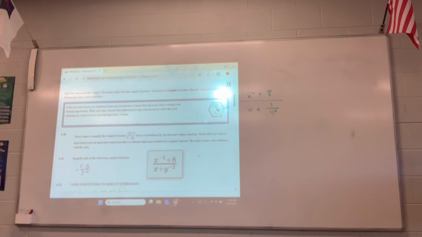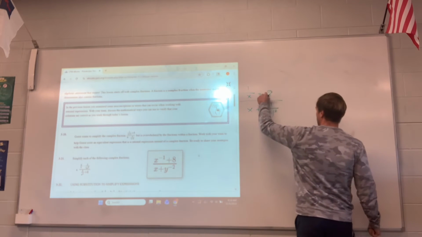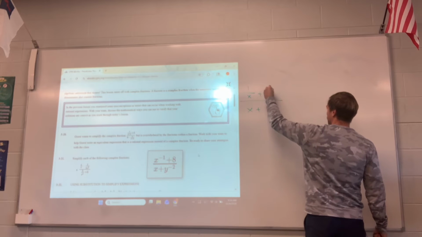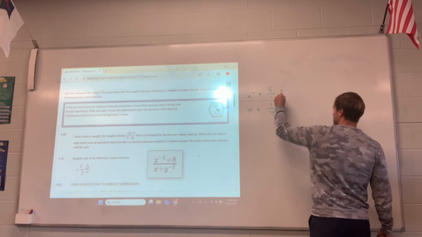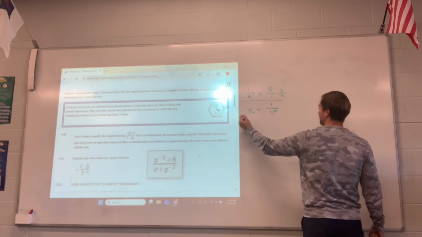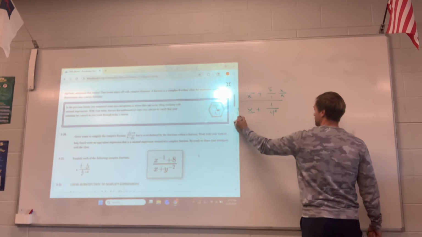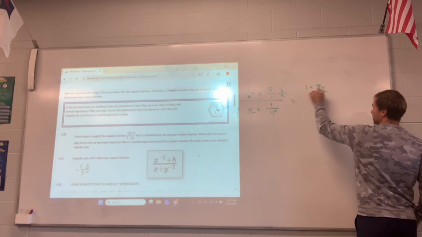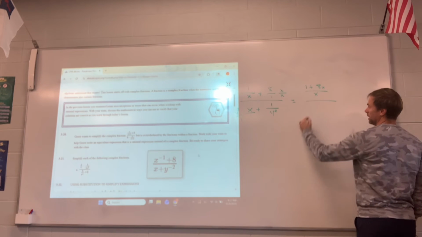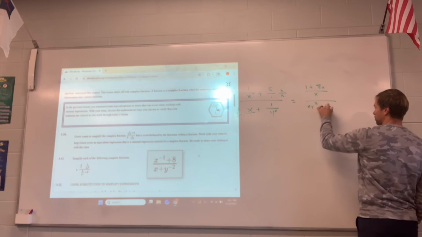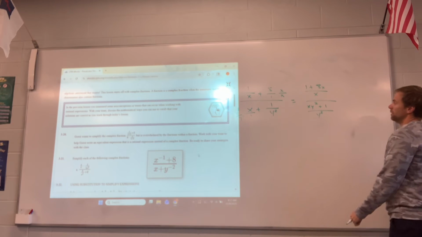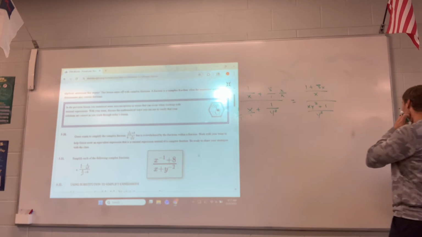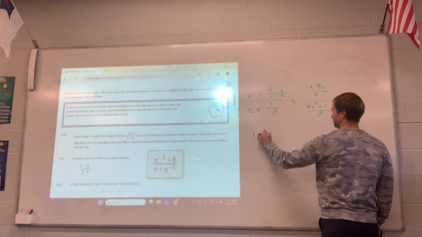Good. Okay, so now what's the common denominator for the numerator? What do I need? I need an x. Common denominator for the denominator. I need a y squared. Good. All right. Speed this up a little bit. 1 plus 8x over x, over xy squared plus 1 over y squared. Right? Multiplied by the reciprocal.